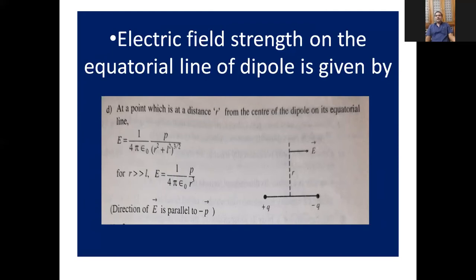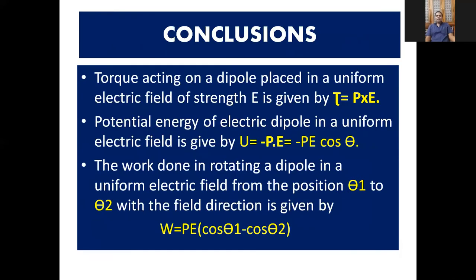After that, we derived the expression for potential energy of the electric dipole, that is U equals minus P E cos theta. Lastly, we derived the formula for the work done when the electric dipole is turned from angular position theta 1 to theta 2 in the uniform electric field. That formula is W equals P E (cos theta 1 minus cos theta 2).